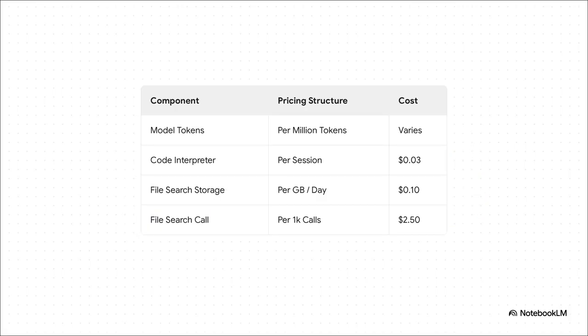And that's just one piece of a much bigger cost puzzle. The true cost is layered. You've got your standard model token costs, which change depending on which model you use. Then you've got those tool fees, like for the code interpreter. If you use file search, you're paying for the storage per day, and you're paying every single time the agent needs to look something up. It all adds up, and it can add up fast.